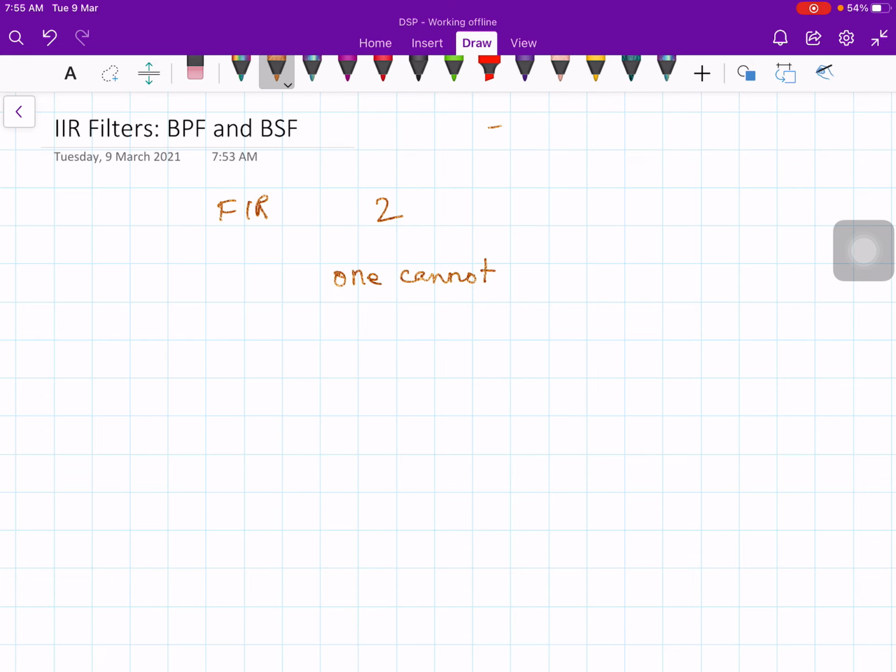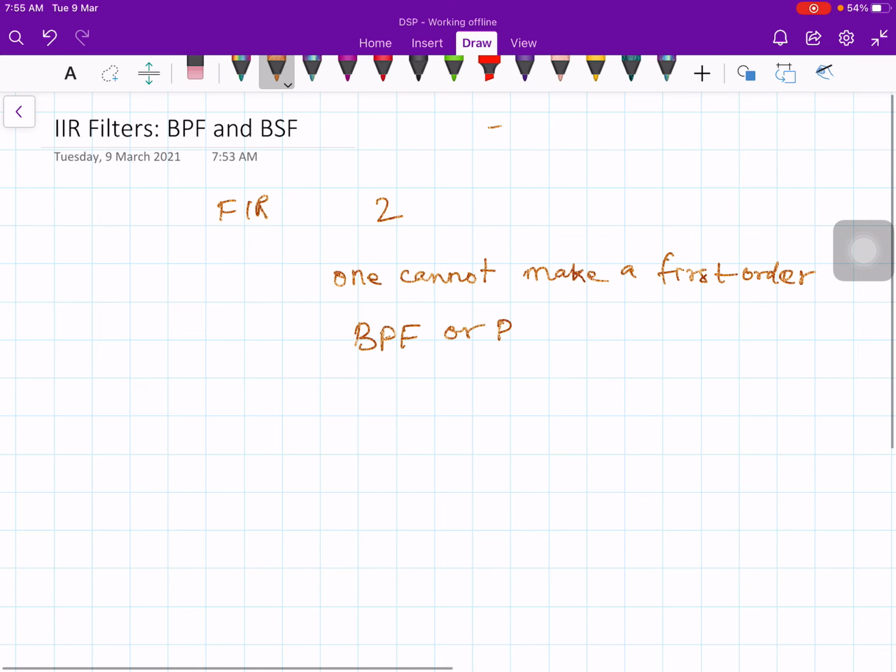One cannot make a first order band pass filter or band stop filter. So we need minimum order 2. The minimum order that you need is 2 to make a band pass filter or a band stop filter.